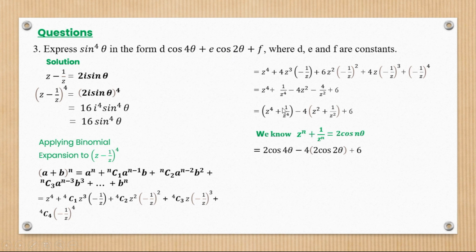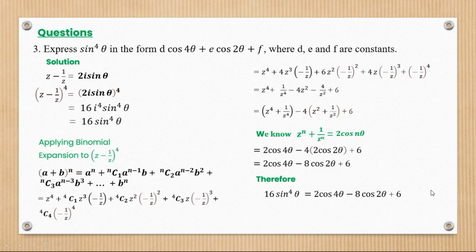For these values, we have 2 cos 4 theta. Then right here, these are equal to 2 cos 2 theta times this 4 right there. When you open those brackets, we're left with 2 cos 4 theta minus 8 cos 2 theta plus 6. Therefore we can compare the values we found from this expansion to the value on the right hand side. So we have 16 sine power 4 theta is equal to 2 cos 4 theta minus 8 cos 2 theta plus 6.